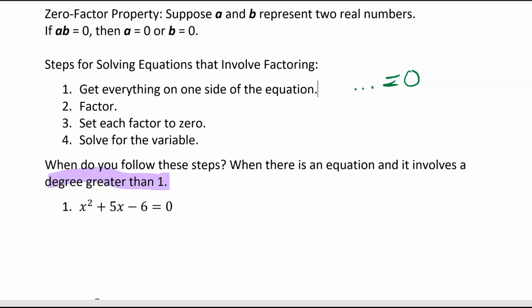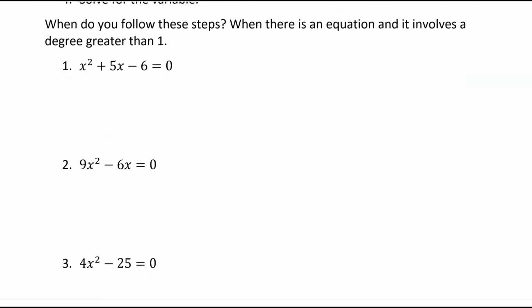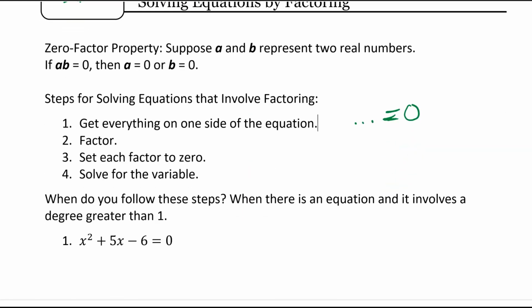For example, number 1. What is the degree? The degree is 2 here. And you have an equation, so you're going to follow those 4 steps. Now notice that for this particular problem, everything is already on one side of the equal sign. So step 1 has been done for us. Now we need to factor the left side.